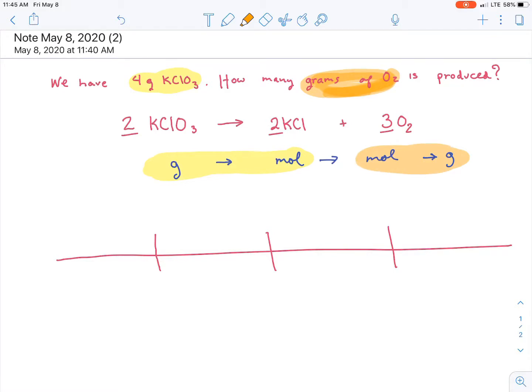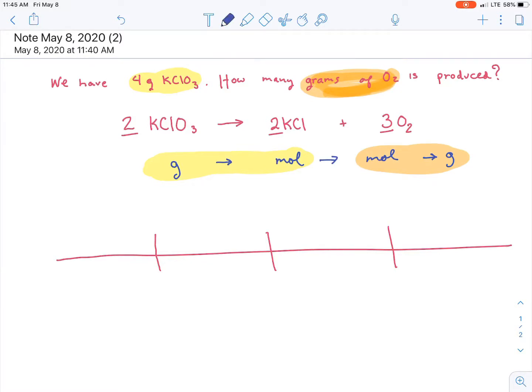You can only have 2 formulas per stoichiometry table. So don't try to throw in all 3 formulas because there's 3 formulas in there. You can only use 2. The given and the unknown. Grams to moles to grams. Given, unknown, unknown. Let's get started on this thing.